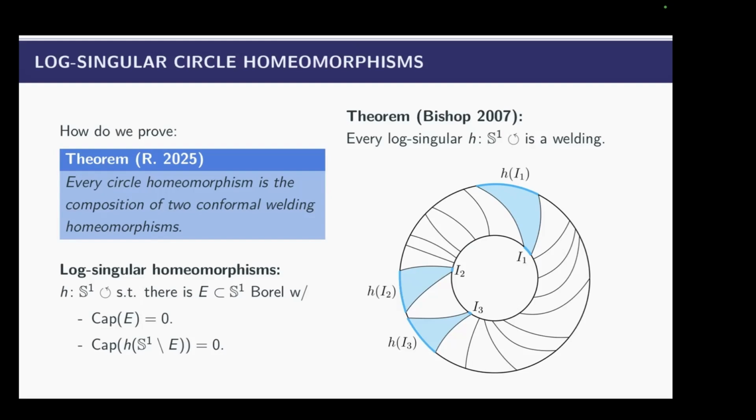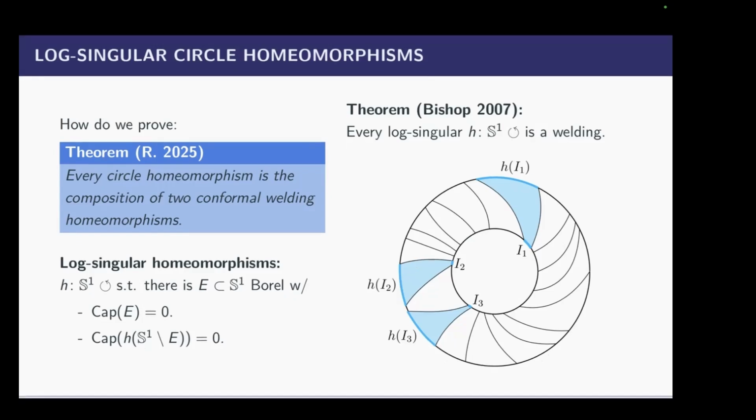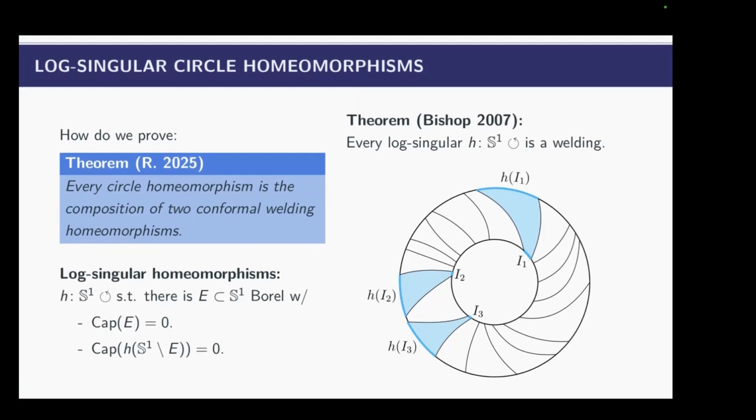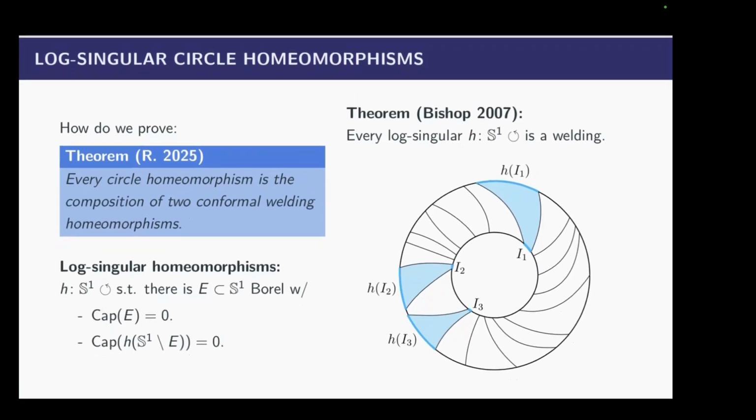So these homeomorphisms are very singular. And as I said, a quasi-symmetric map will never be log singular, for example, since it will preserve capacity 0 sets.